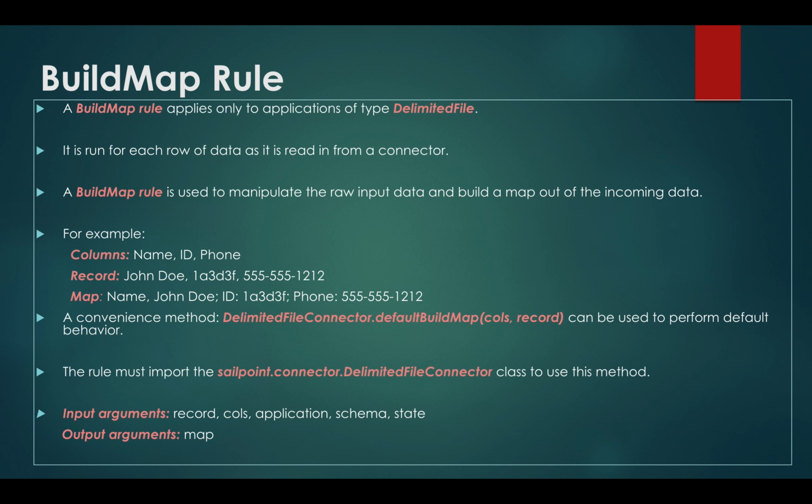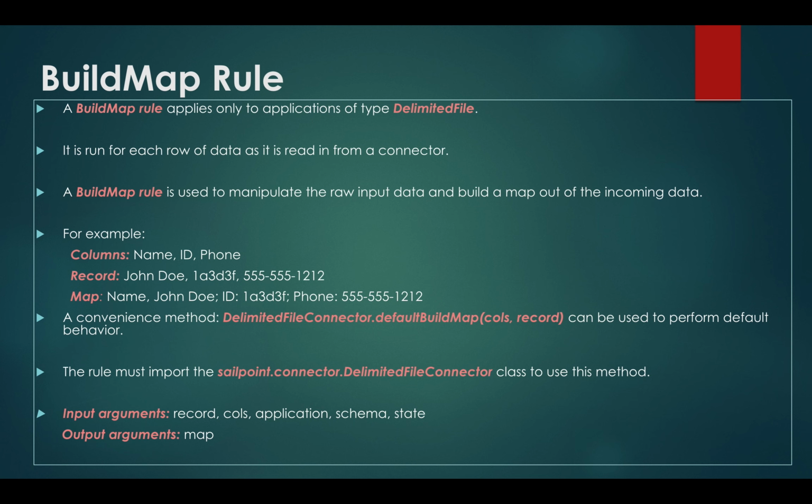So the other important rule under the connector rule category is the build map rule. The purpose of the build map rule applies to the delimited rule, and therefore whenever the aggregation is initiated, this build map rule is applied for each employee record as it is being read from a connector. Its main purpose is to read the account information, and it creates a map out of the incoming data.